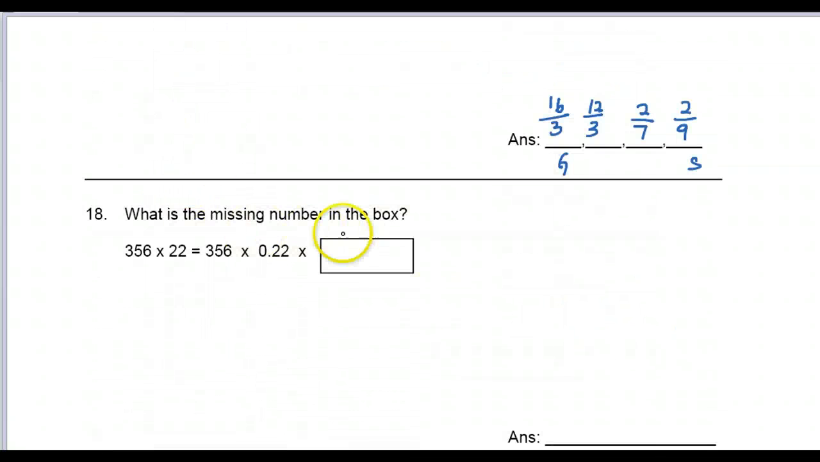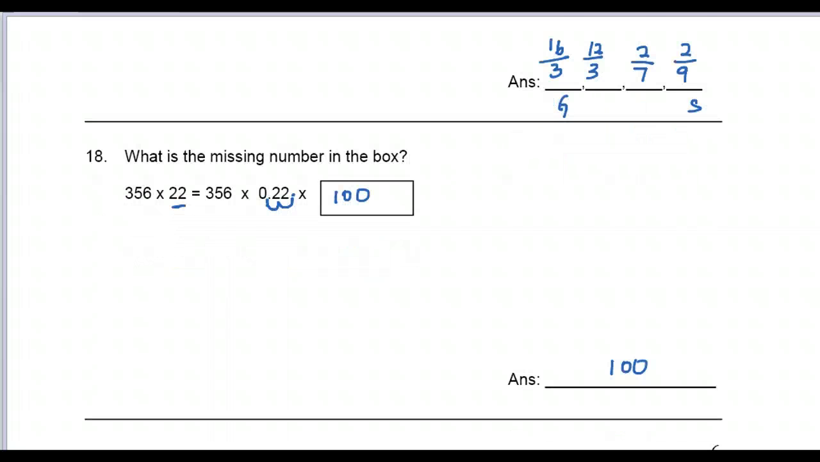What is the missing number in the box? So 356 times 22 is 356 times 0.22. How do I change 0.22 to 22? I must multiply by 100. So I move 1, 2 places to get 22. So my answer in the box is 100.